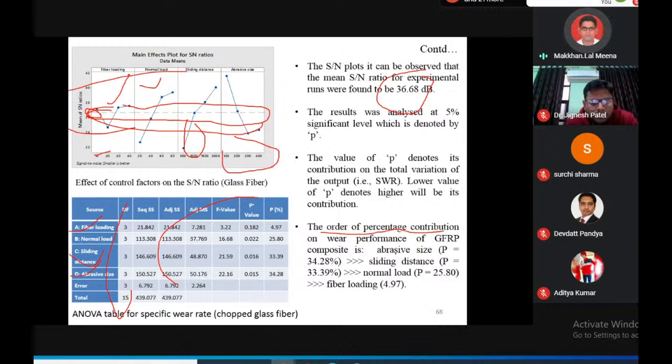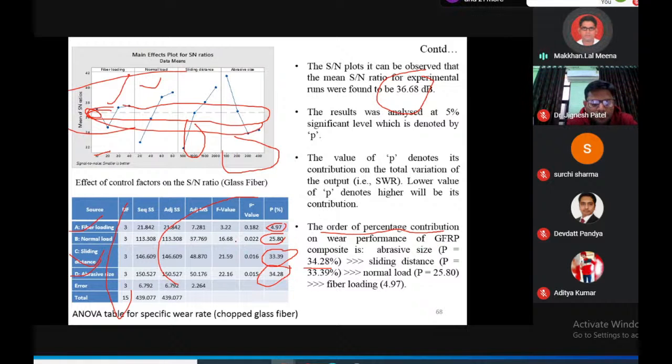Abrasive size is the highest at 34.25, followed by sliding distance at 33, and then normal load, and the lowest is 4.97. So for wear performance of glass fiber composite, abrasive size is greater, then sliding distance is also greater than normal load, and it is greater than fiber loading.